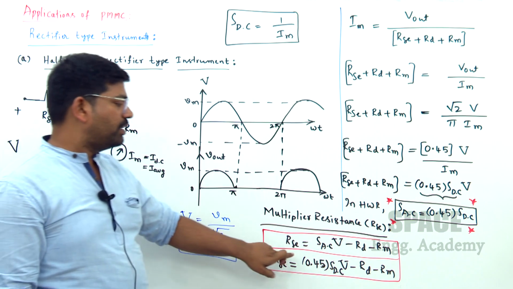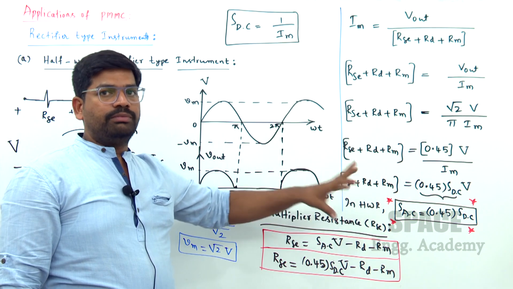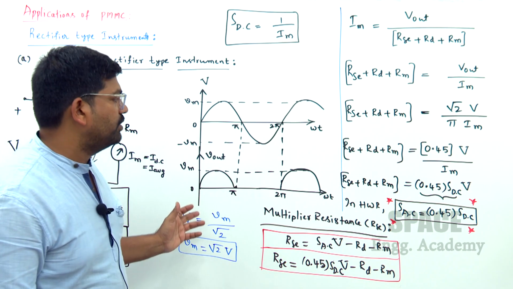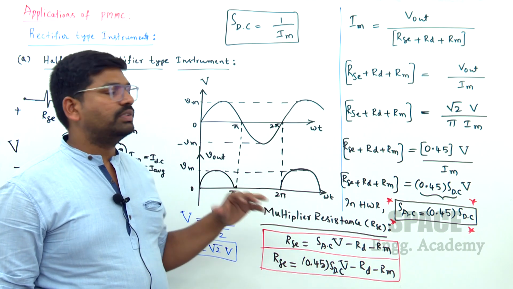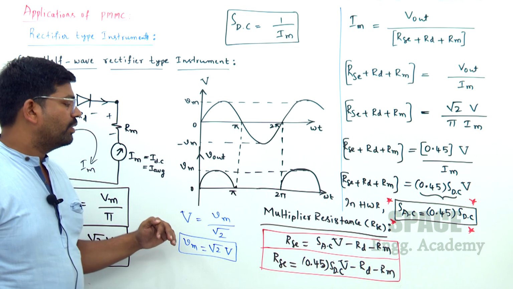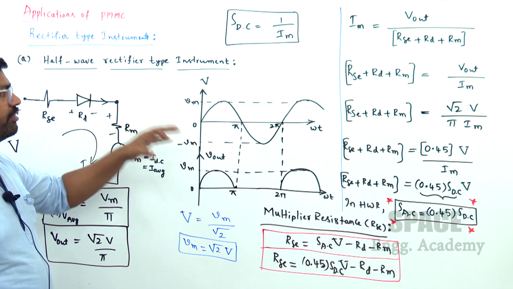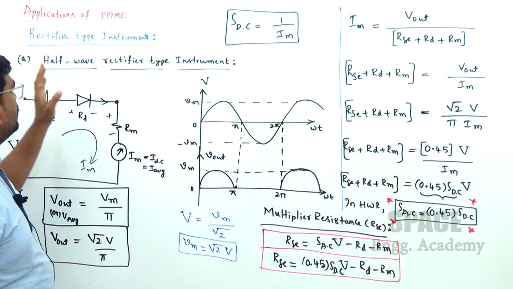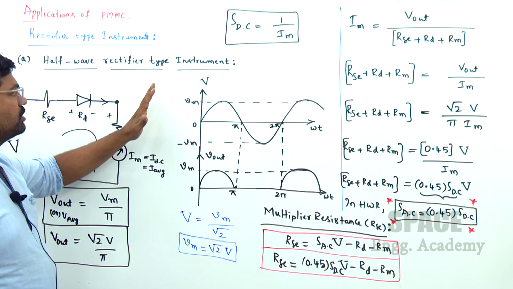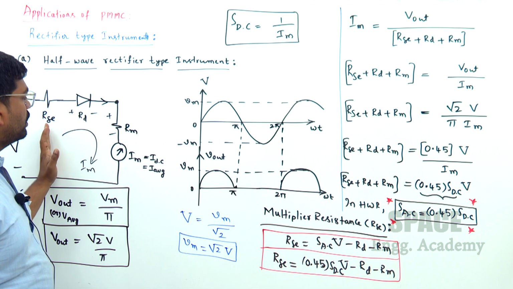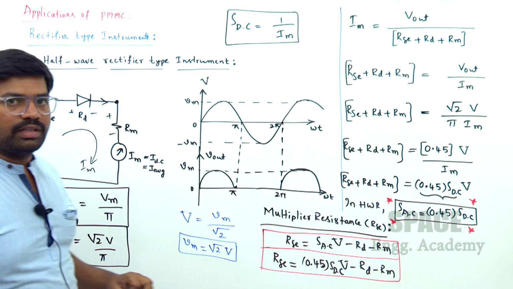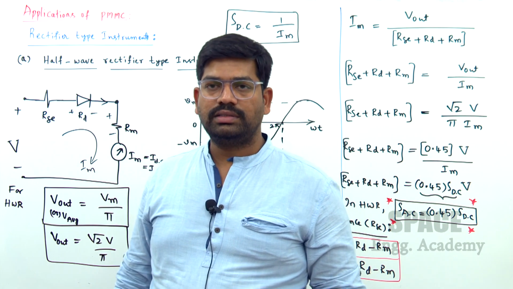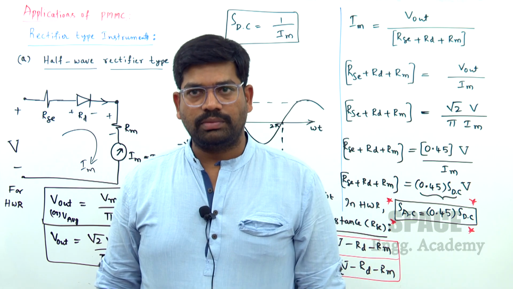These are the important relations we have to observe from this instrument. When we take up the numericals, you will understand clearly how these are helpful. So this is the information related to the half wave rectifier type instrument. Next we will see the full wave rectifier type instrument. There will be changes in our circuit, expressions, everything. Now, after this we will look into that full wave rectifier type instrument.